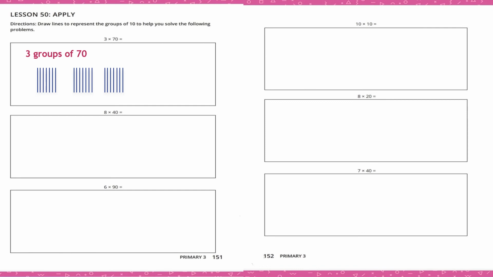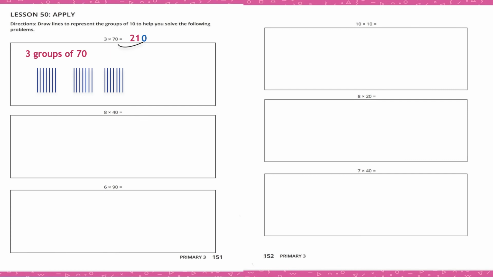I can calculate them using 70 plus 70 plus 70. Or I have another way. If I have a multiplication problem and one factor of them contains 0, I will take this 0 out like this. So 3 times 70, I will take 0 out. And the remaining will be 3 times 7. 3 times 7 equals 21. So the total product is 210.